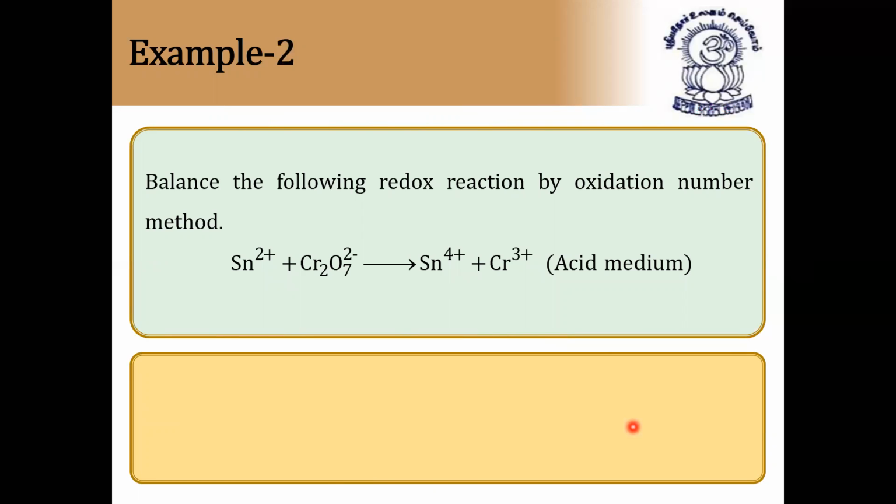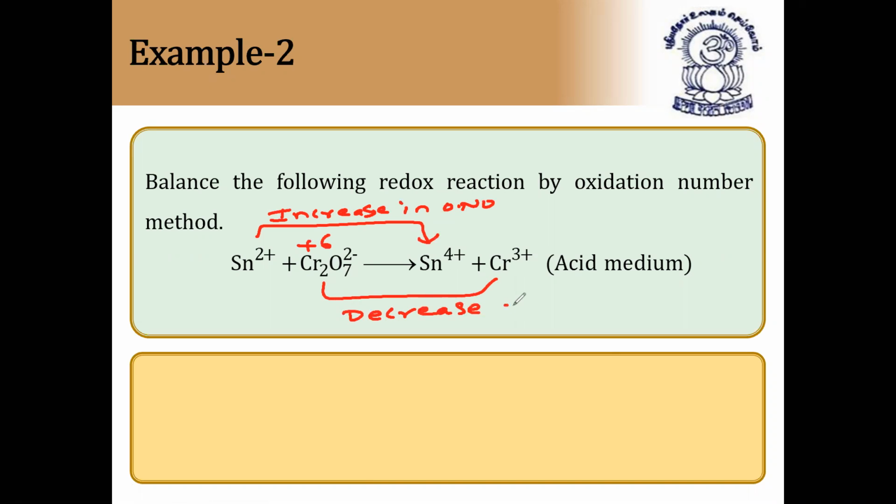Example 2. Balance the following redox reaction by the oxidation number method using acidic medium as well as basic medium. So the oxidation number method is simple. Here +2 changes to +4. Increase in oxidation number is 2. Next, Cr is actually +6, and it changes to +3. So decrease in oxidation number, because +6 changes to +3.